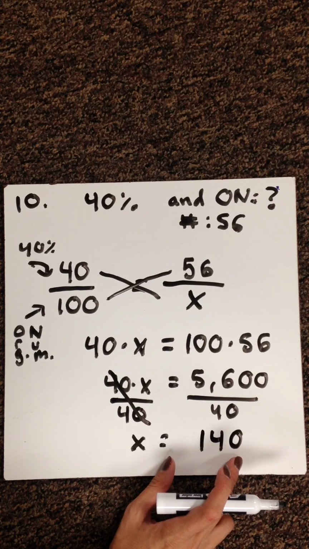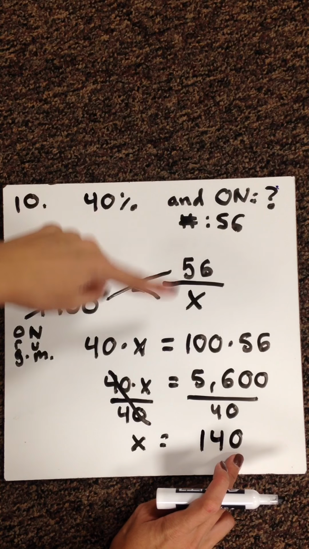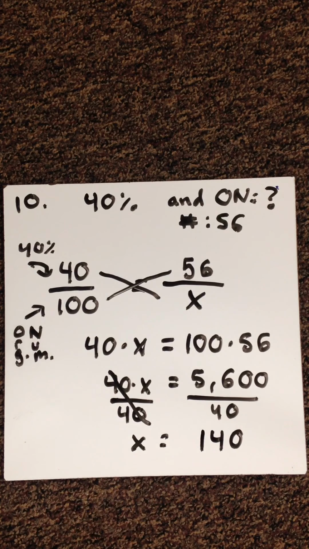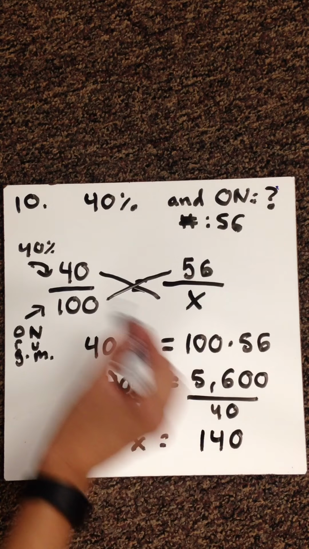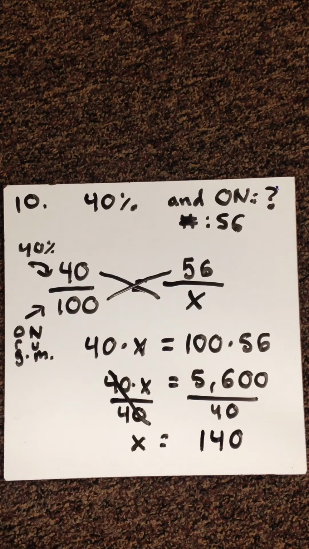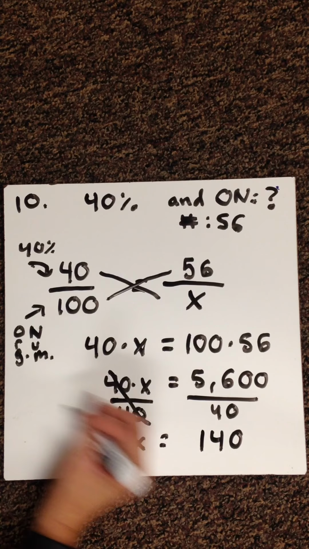Now think to yourself, does that make sense? Does 56 over 140 make sense with a proportion 40 over 100? And it does. 140 should be bigger if 56 is 40% of that number, and 40 is only 40% of 100. Okay, the way to double check it, okay, so that's your answer.